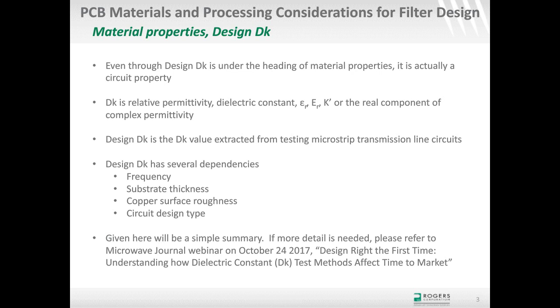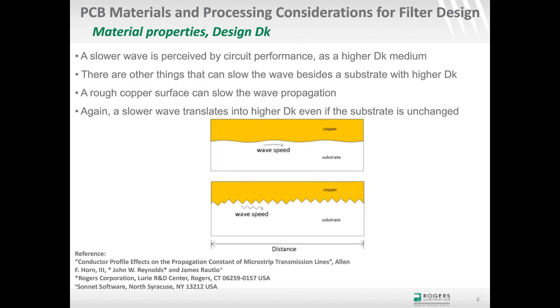So going through the basics of design Dk, first off, imagine an electromagnetic wave propagating in free space and it encounters another medium with a higher dielectric constant. A higher dielectric constant is going to do several things to the electromagnetic wave, one of them being slowing it down. So higher dielectric constant means slower wave propagation, or a slower wave means higher dielectric constant.